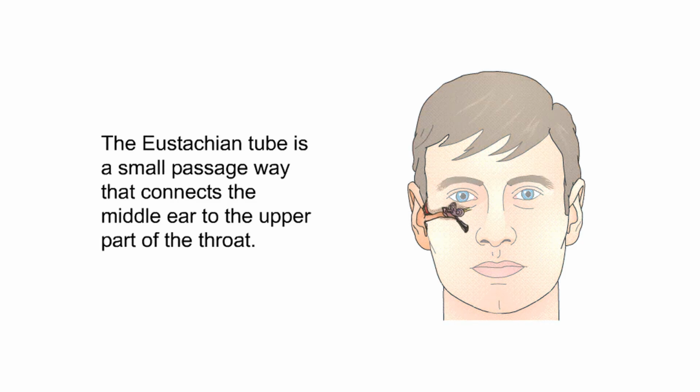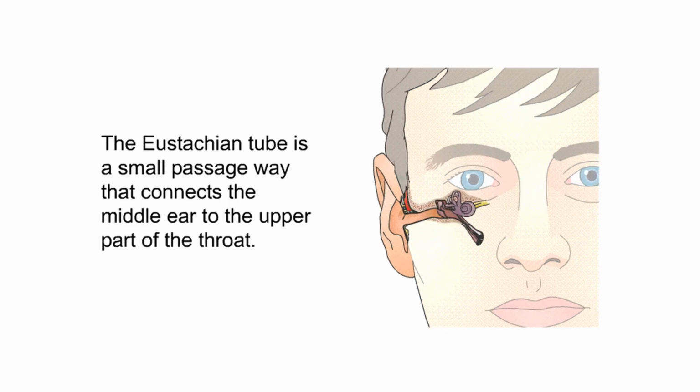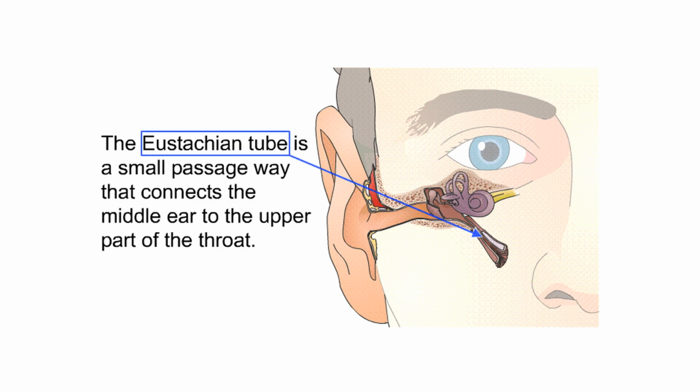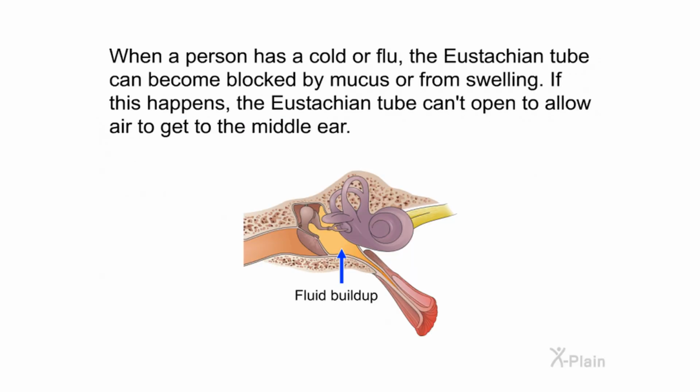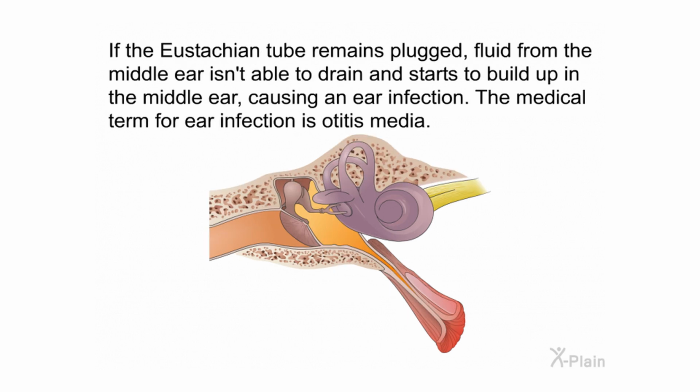The eustachian tube is a small passageway that connects the middle ear to the upper part of the throat. When a person has a cold or flu, the eustachian tube can become blocked by mucus or from swelling. If this happens, the eustachian tube can't open to allow air to get to the middle ear. If the eustachian tube remains plugged, fluid from the middle ear isn't able to drain and starts to build up in the middle ear, causing an ear infection. The medical term for ear infection is otitis media.